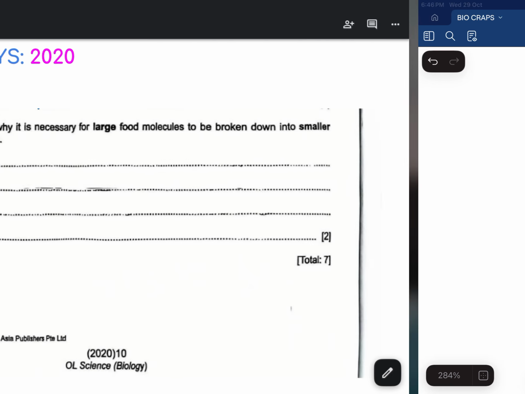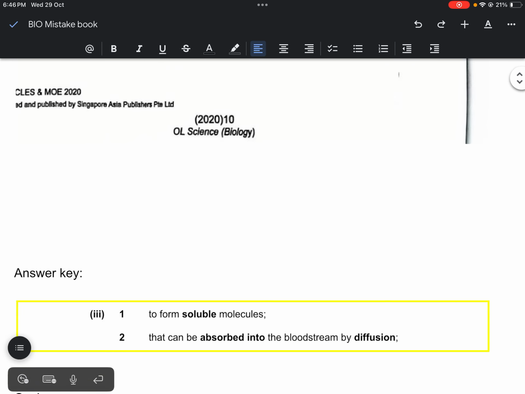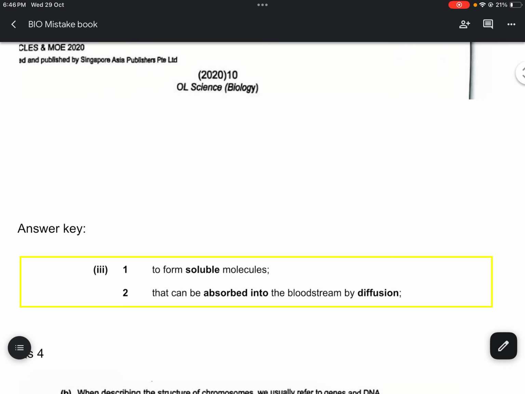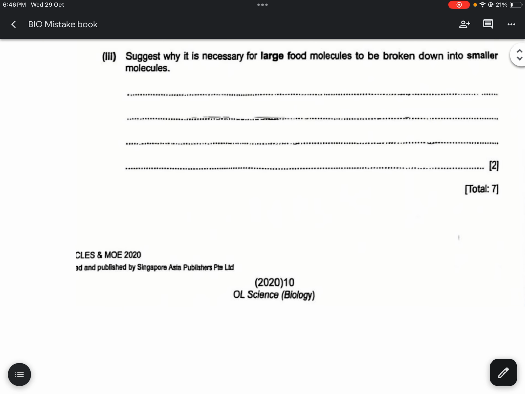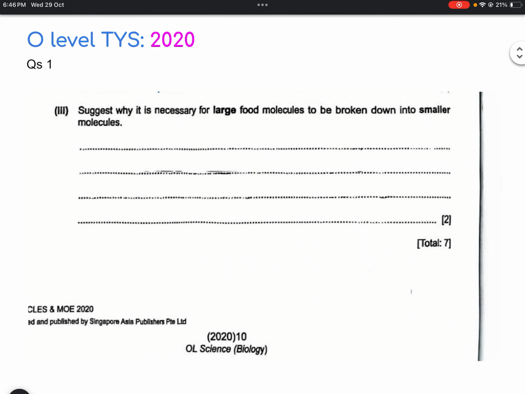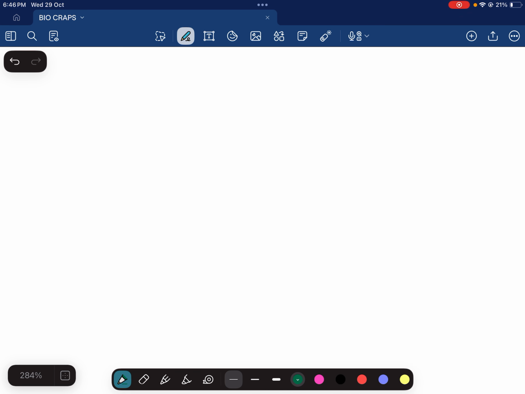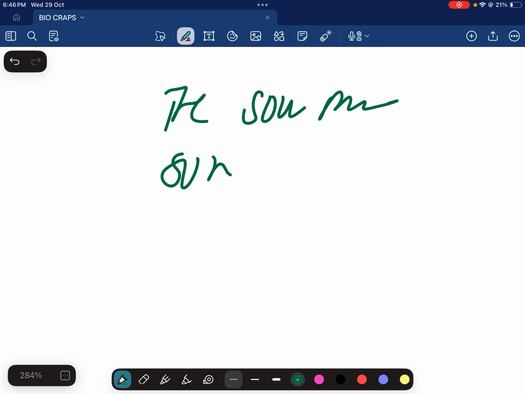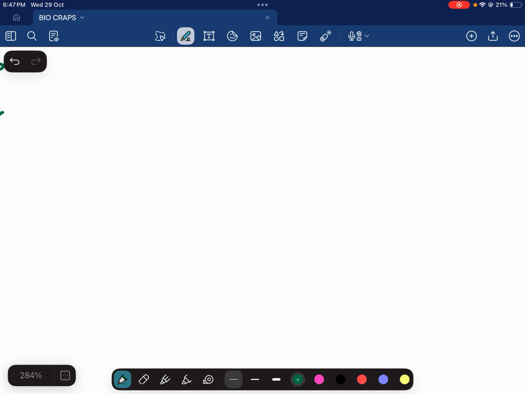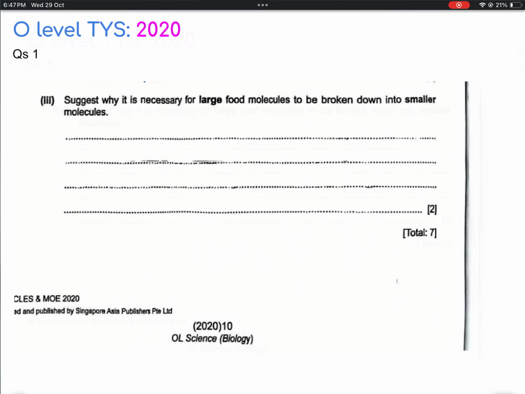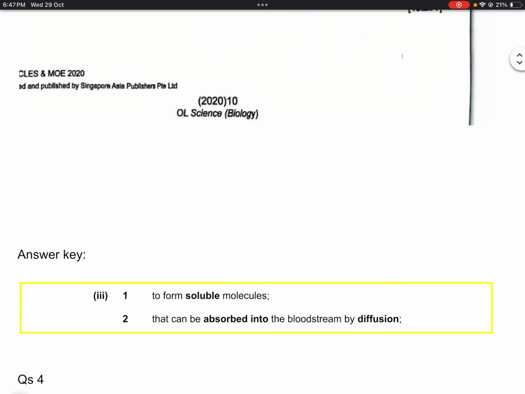Okay, let's check the answer. They say here it can be absorbed into the bloodstream. You can also say that it can be absorbed into the small intestine. So the first part was correct: it can form soluble molecules so that these soluble molecules can be absorbed into the bloodstream via diffusion. Okay, good job. We conquered our first question out of the 20. Next question.